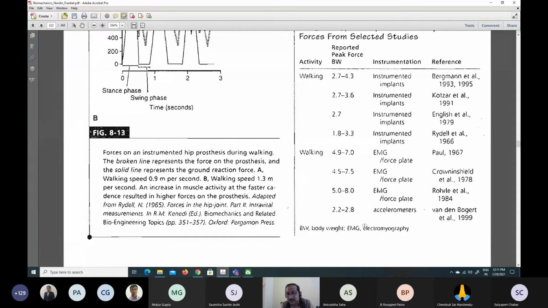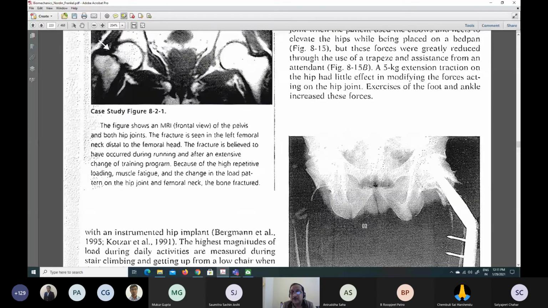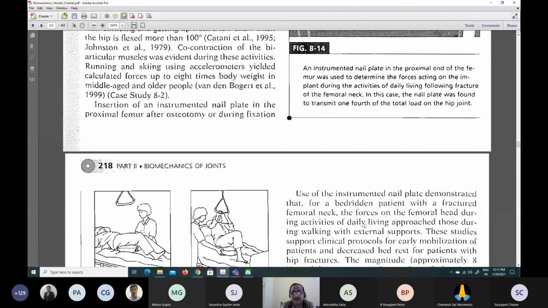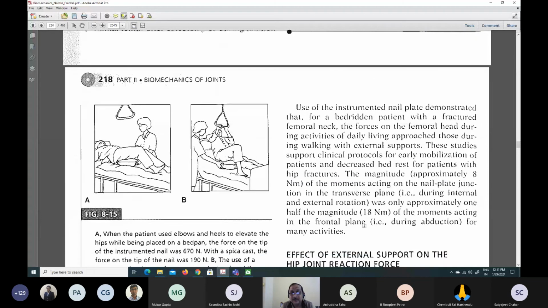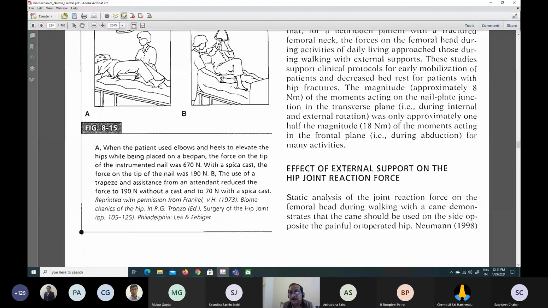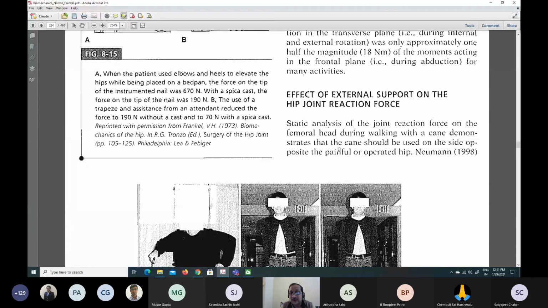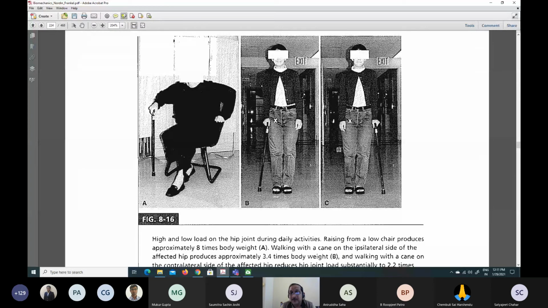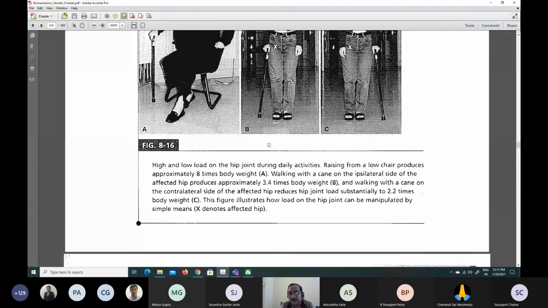You can just look into this chapter. Not much is left, only another sort of problem: the effect of external support on the hip joint reaction force, that is 219. You can see how a patient who needs support, because his hip joint is affected for some reason or the other, is helped.